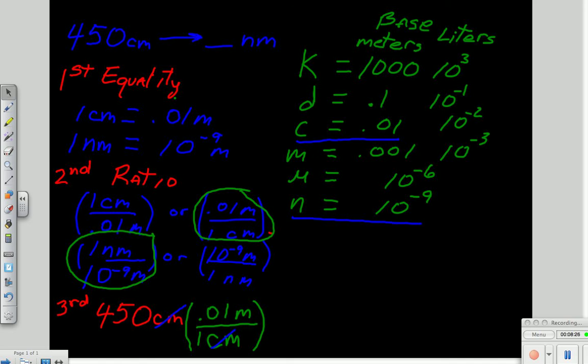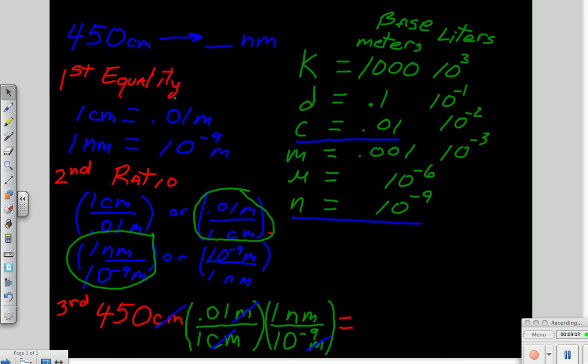So I'm going to write it right down here. I'm going to put 1 nanometer on the top, 10 to the minus 9th meter on the bottom. Again, I know I have done it correctly because the units meter cancel out. The last remaining unit is nanometers. That's what I want in the problem. So I am guaranteed that I have set this problem up correctly.